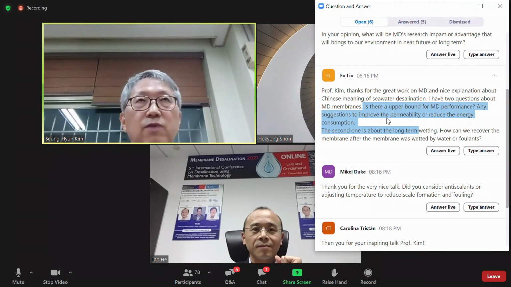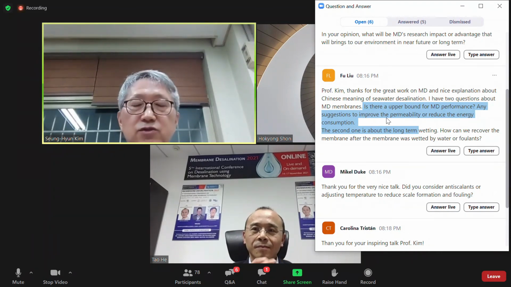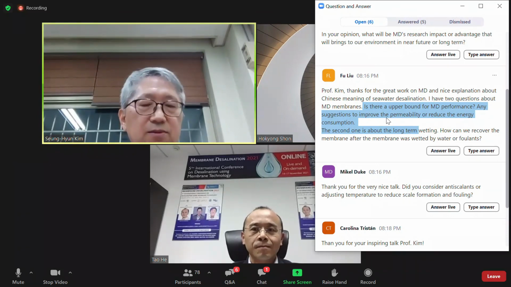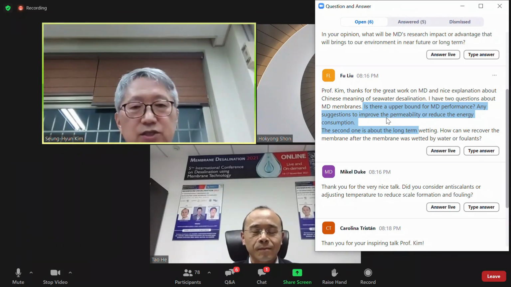But from this concentrate, you can recover valuable resources, probably magnesium and boron and these kinds of materials. But zero liquid discharge, I don't think so. You have to go one step further. It's more like a pre-treatment. And this membrane distillation is a very interesting technology.